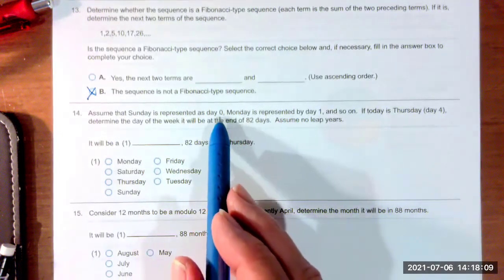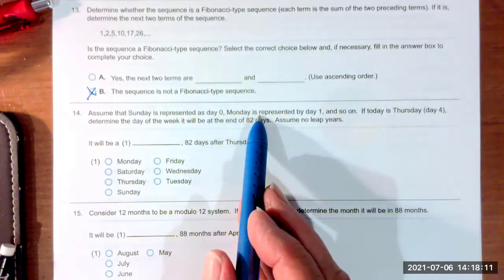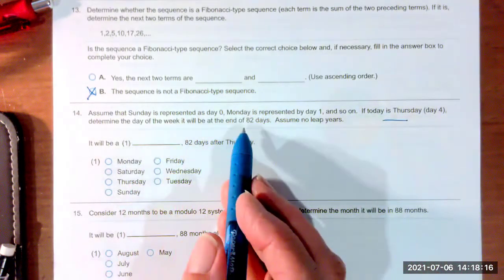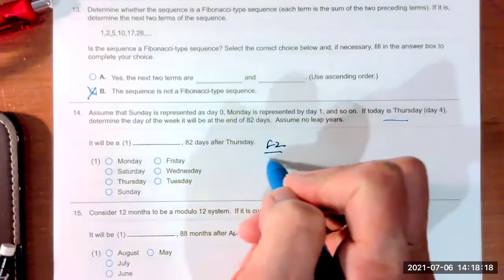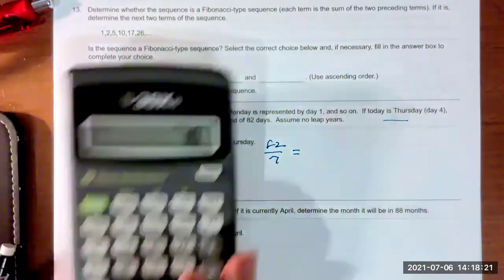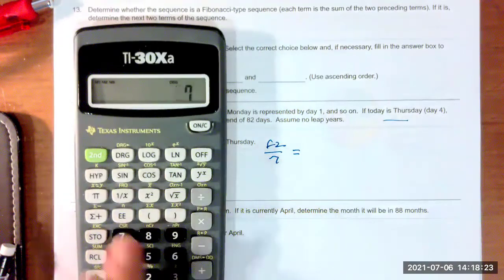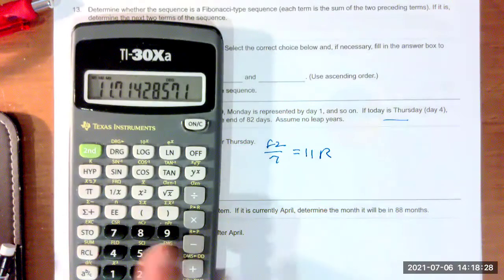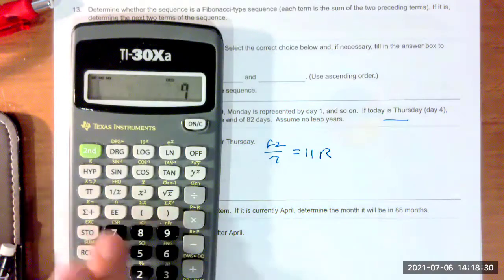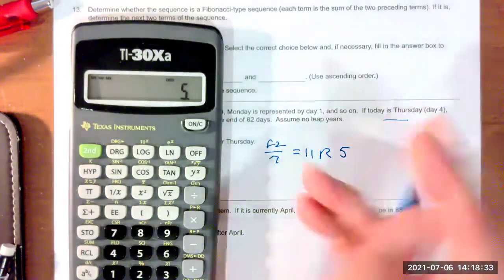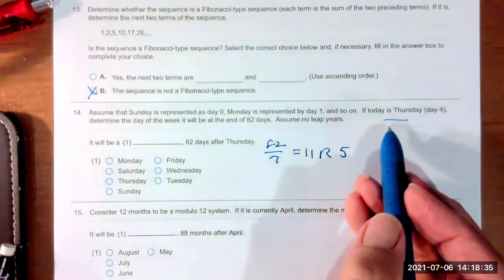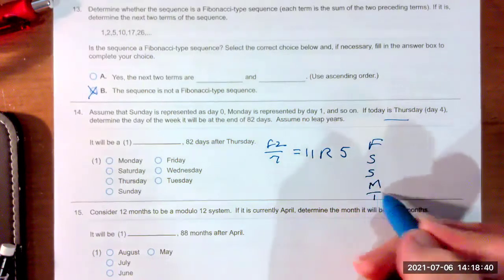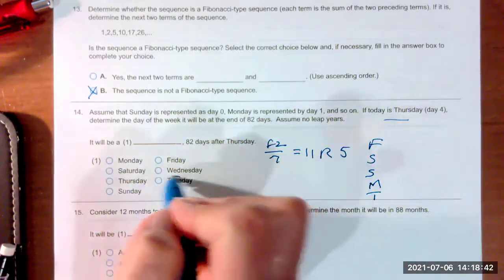Assume Sunday is represented by day 0, Monday by day 1, and so forth. If today is Tuesday, determine the day of the week it will be in 82 days. So remember what we do here. We take 82 and we divide by 7, because we're on a 7-day week. That's our modulus. And we get 11. And again, I want the remainder, so I'm going to subtract the 11 and multiply by the number I was dividing by, and I get a remainder of 5. And so if I was here on Tuesday, if I count ahead 5 days, Wednesday, Thursday, Friday, Saturday, Sunday, it would be Sunday, which is right here.